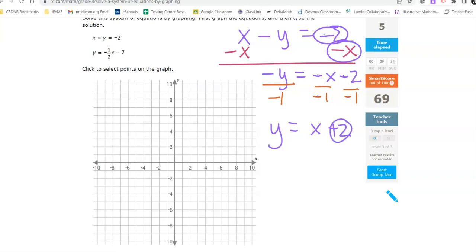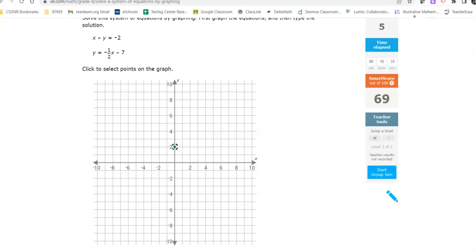My y-intercept is 2, and my slope, which I can't see the numbers, is 1 over 1. Up 1, right 1. Up 1, right 1. This is how I would graph this line. Now the second line is already in slope-intercept form, so I go down to -7.